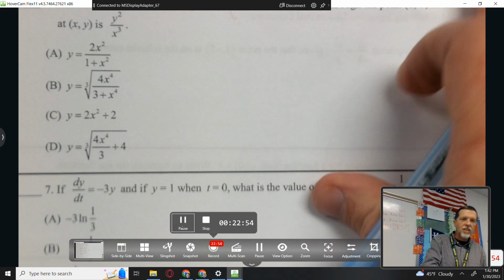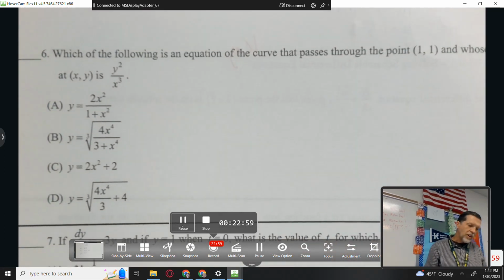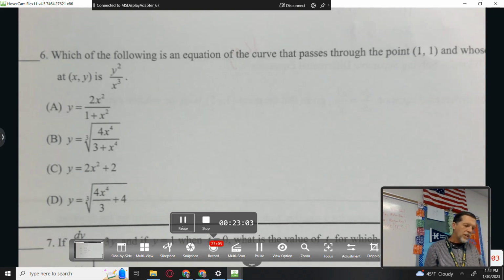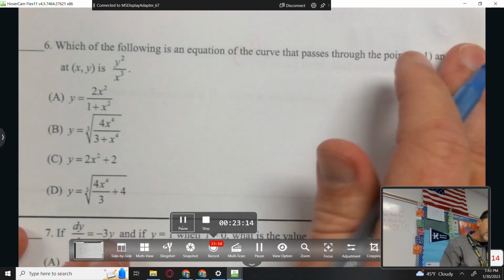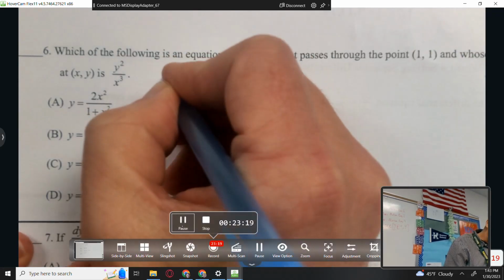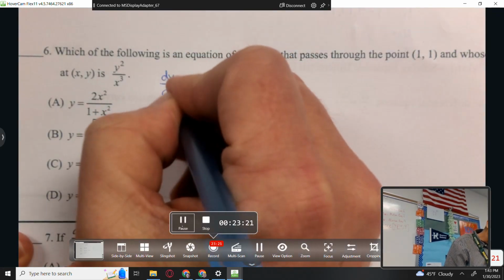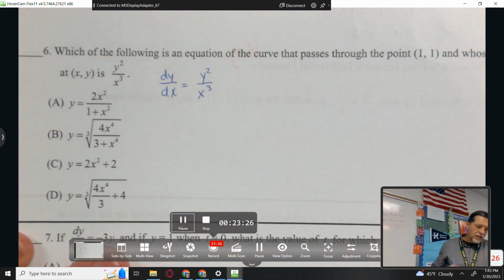Number 6. Which of the following is an equation of the curve that passes through the point 1, 1 and whose slope is y squared over x cubed? What the heck is the slope is y squared over x cubed? Yeah, that's just another way of saying slope. So dy dx equals y squared over x cubed.